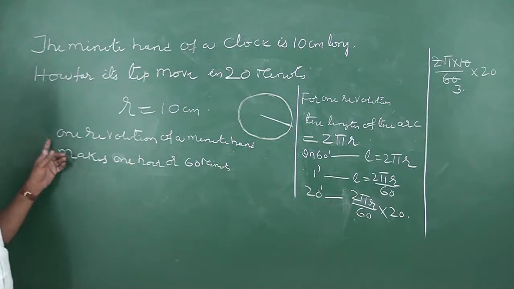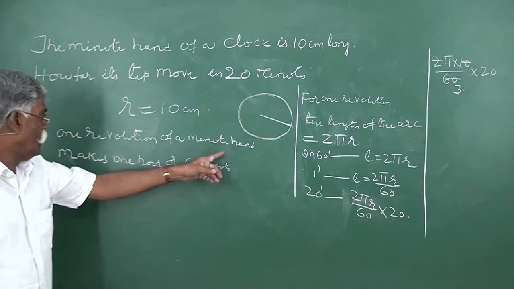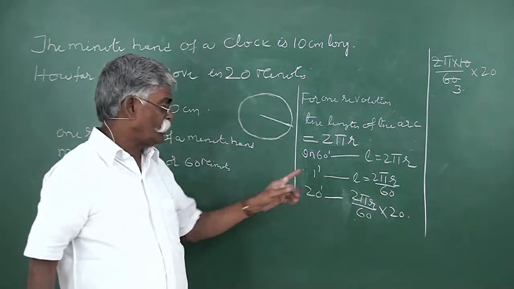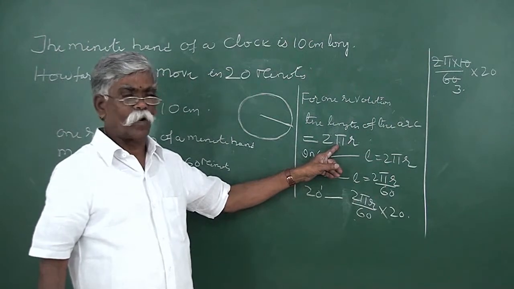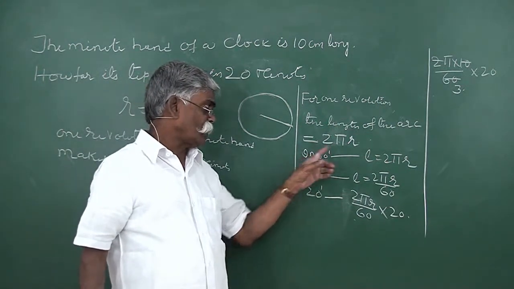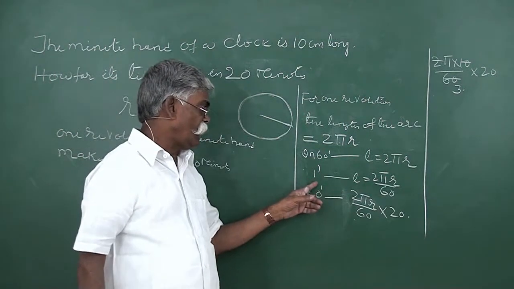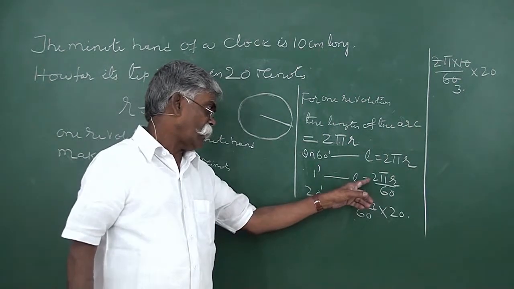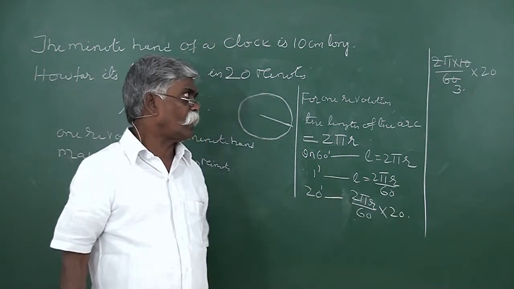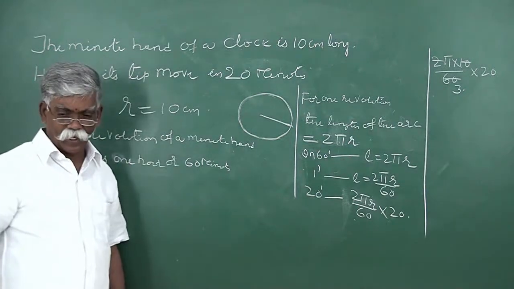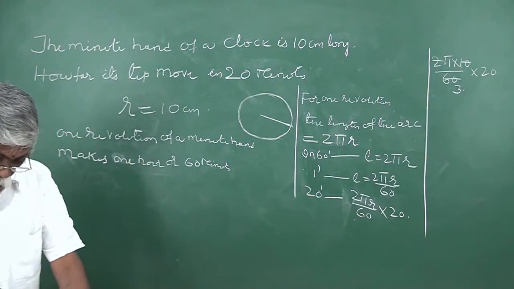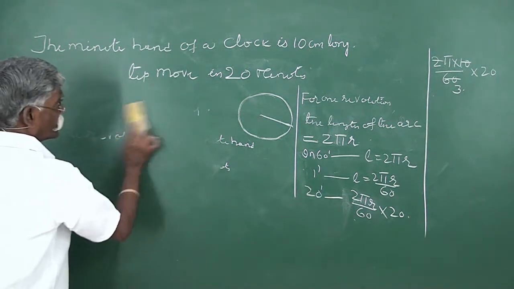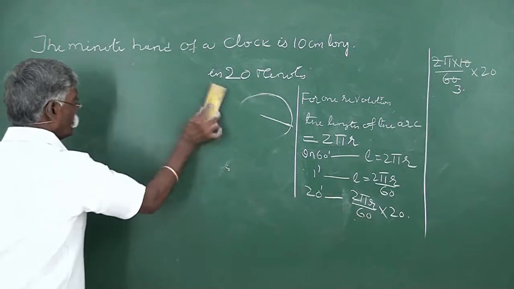So in 60 minutes, one revolution, a minute hand makes 60 minutes. So to make this 60 minutes, it travels a distance of 2 pi r. So in 60 minutes, L is equal to 2 pi r. In 1 minute, L will be equal to 2 pi r by 60. Therefore, in 20 minutes, L will be equal to 2 pi r by 60 into 20. Thereby it is 20 pi by 3. Therefore, the distance moved by the minute's hand in 20 minutes is 20 pi by 3.